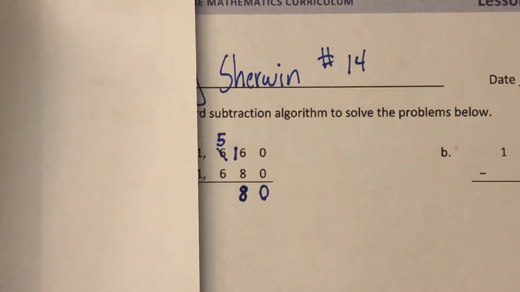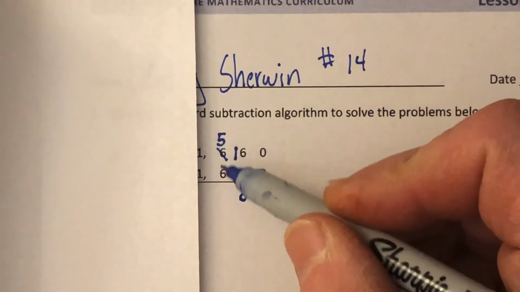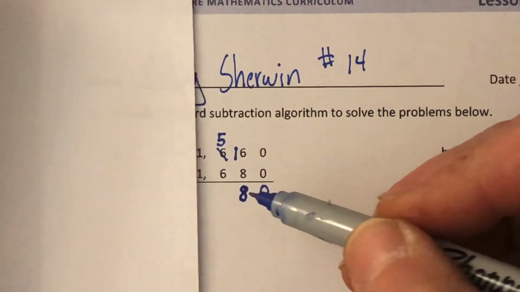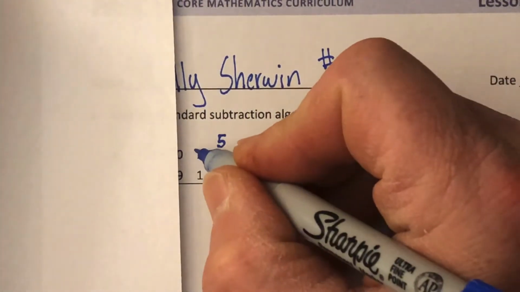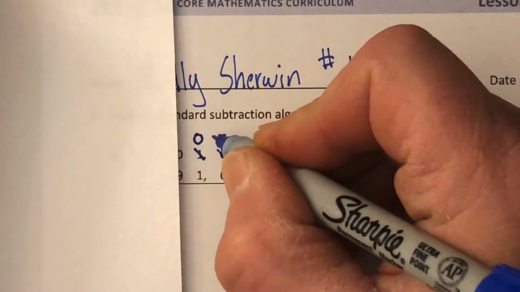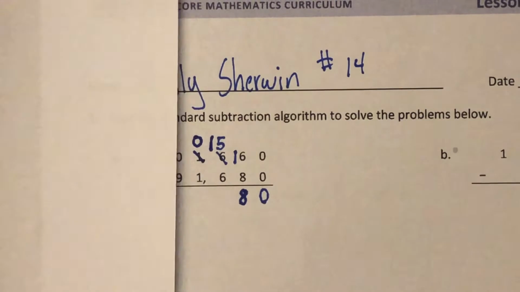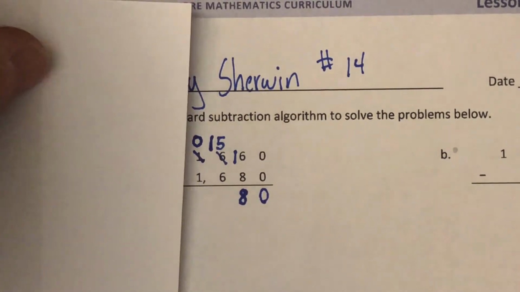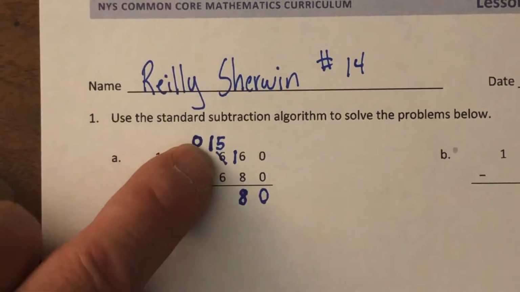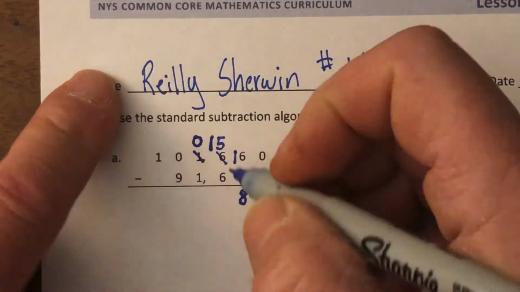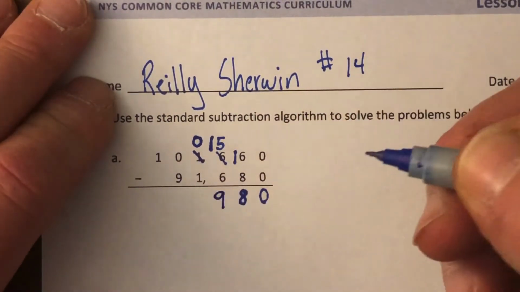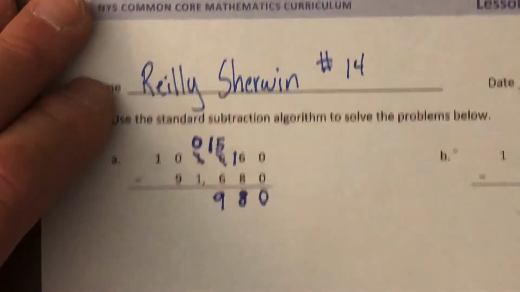Now to the hundreds place. Now 500 minus 600, can't do it. Come over here. I borrow this 1, leave 0, make this 15 hundreds, okay? So I took my 1,000, broke it into 10 hundreds, and made 15 hundreds here, okay? So 15 hundreds minus 6 hundreds is going to be 9 hundreds, so 9. So 15 minus 6 is 9.